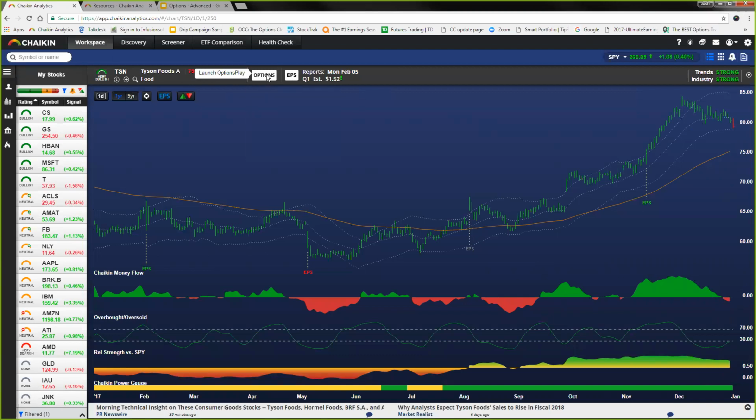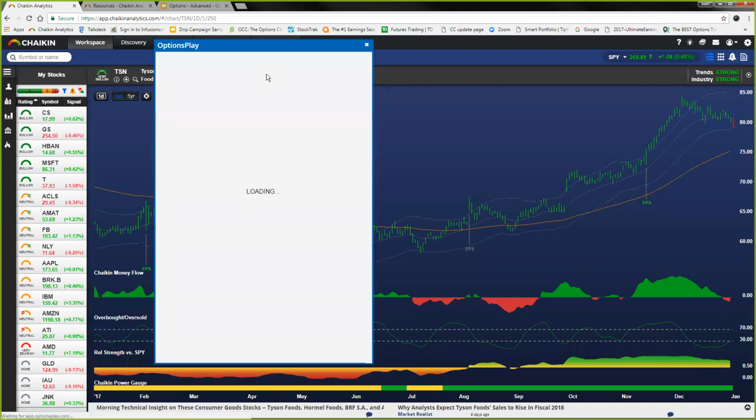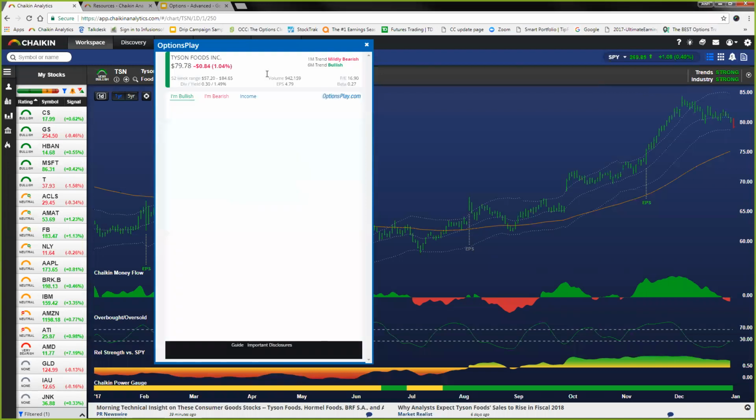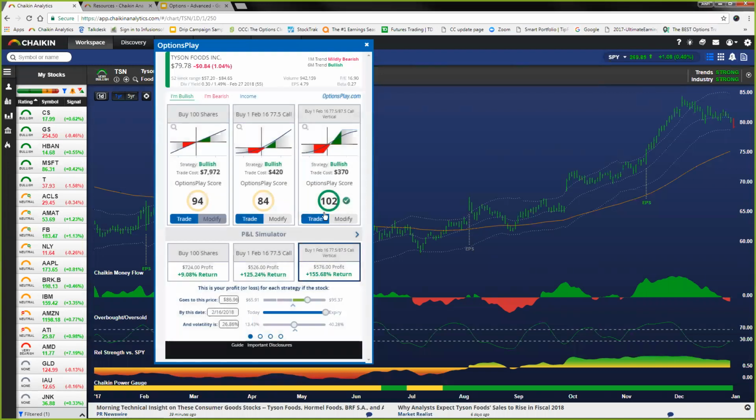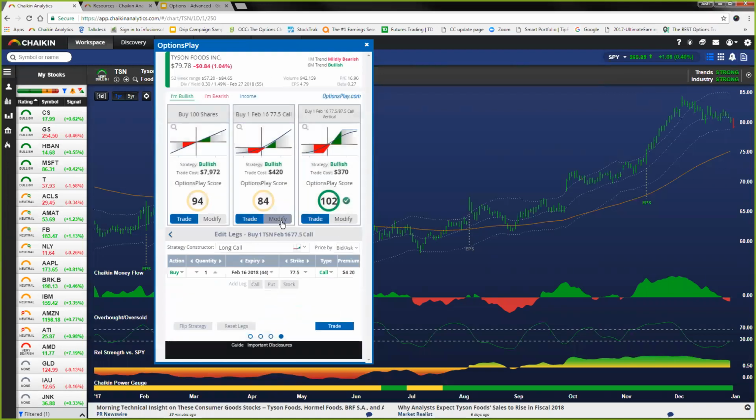So let's say we were interested in taking this out for a way. We thought Tyson was a good longer term play. So we could set up a calendar spread on it. I'm going to set up a couple of them so we can look at the difference between them.